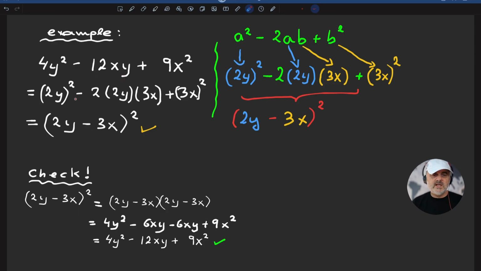So if there is a negative sign in the statement, then you have to recognize that this is a minus b to the power of 2 perfect square trinomial. So using colors here, a squared is 2y squared. Negative 2ab is always there. So since a is 2y, then b must be 3x. The last term, b squared, is represented by 3x squared. So therefore, this trinomial, which is a perfect square trinomial, is converted into a binomial squared with the difference.